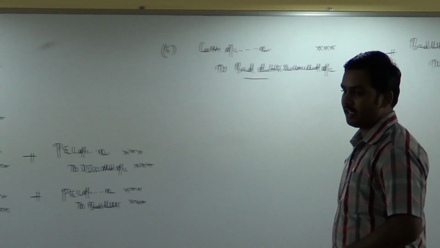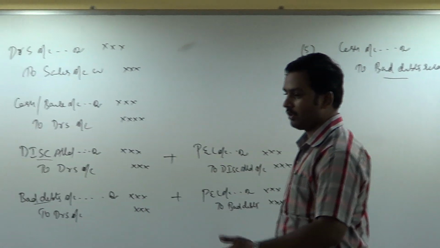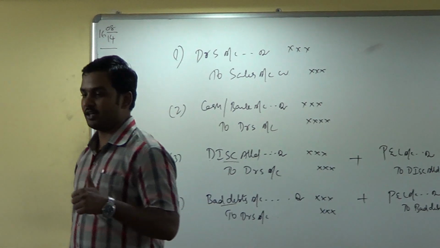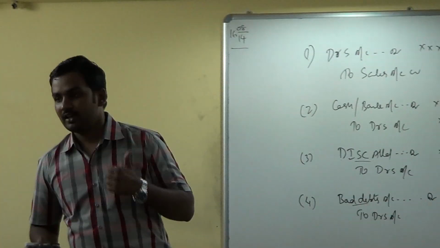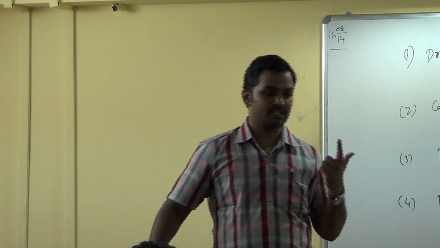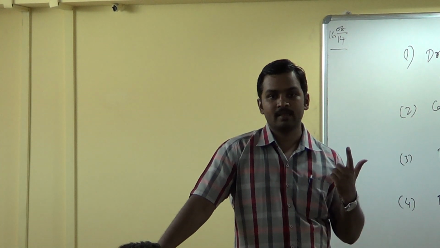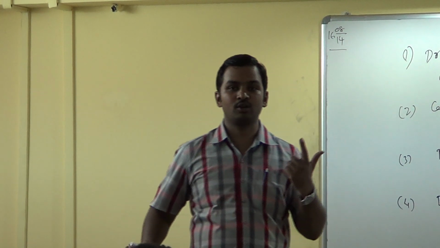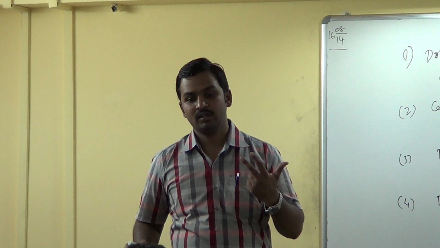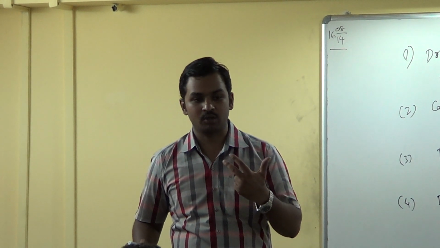Have you all recorded the entries? Yes, sir. Okay, before we take up a problem, let us revise the entries once again, then we can start solving a problem. Please tell me what is the entry you pass when you sell goods on credit? When you collect cash from debtor, what is the entry you pass? Cash or bank account debtor to debtor's account. When you allow discount, what is the entry you pass? Discount allowed account debtor to debtor's account.